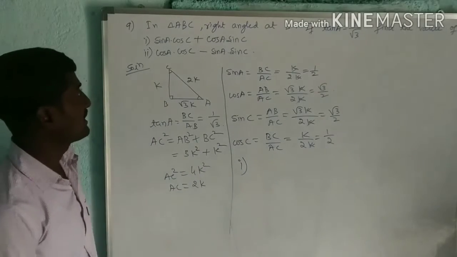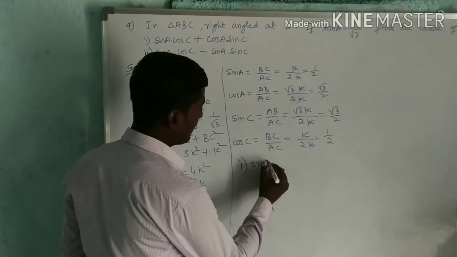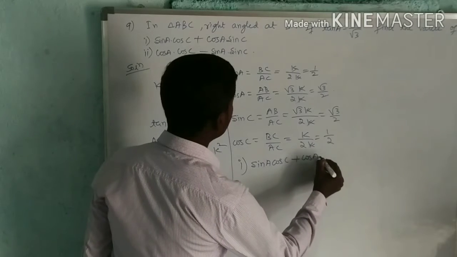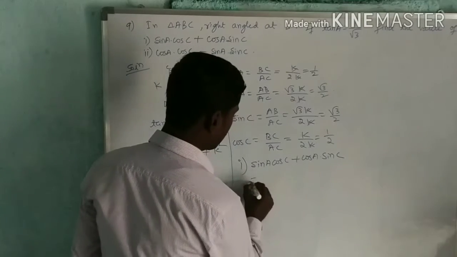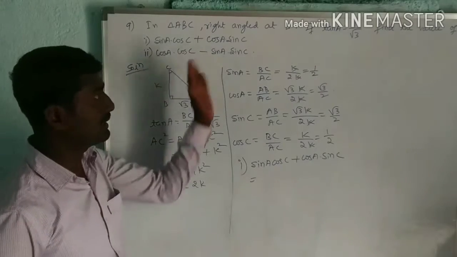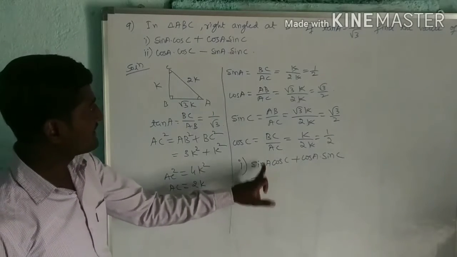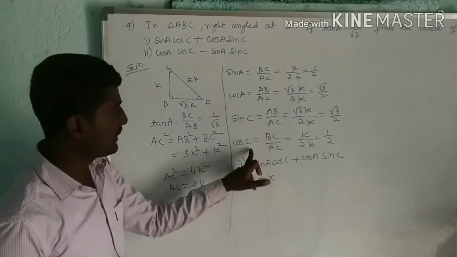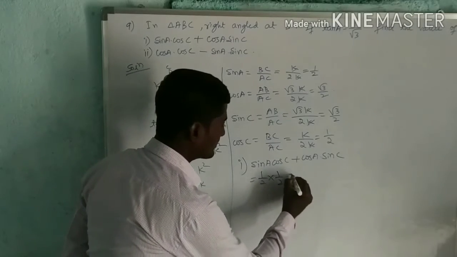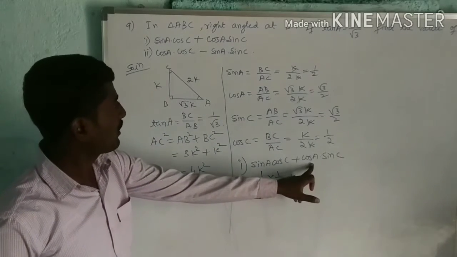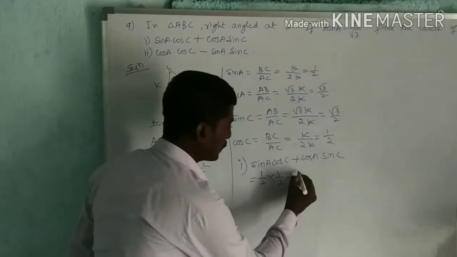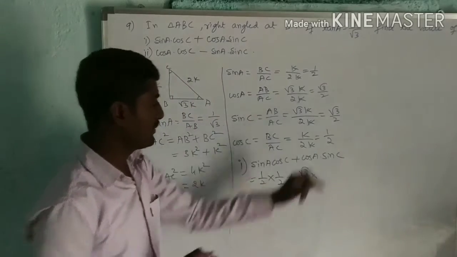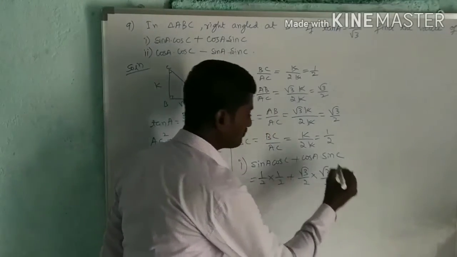Okay, now let us take the first one: sin A cos C plus cos A into sin C. Let us substitute the values. Sin A is 1 by 2 into cos C. Cos C value is 1 by 2, plus cos A, which is root 3 by 2, into sin C. Sin C value is also root 3 divided by 2.